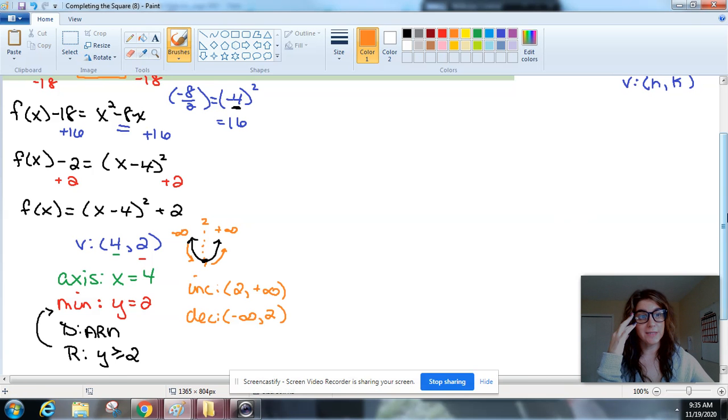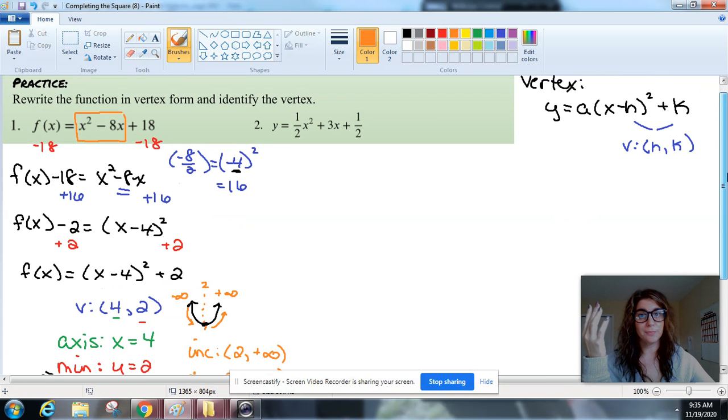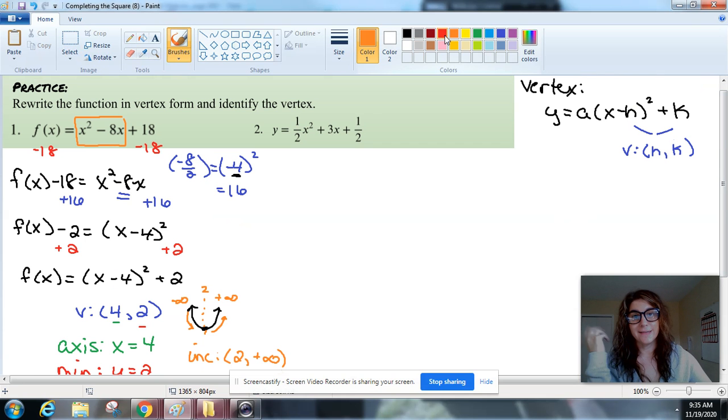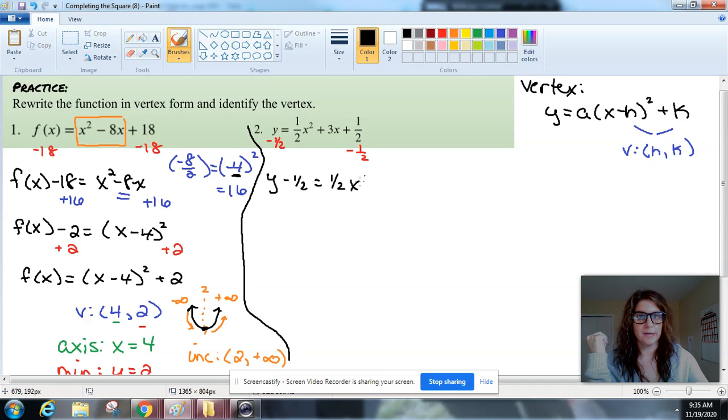Okay, so let's go through one last problem just to practice and get in another one with a coefficient. So first thing, I'm going to move this 1/2 over to get those x's by themselves. So we get y minus 1/2 equals 1/2 x squared plus 3x. So here's my problem, this 1/2 x squared.